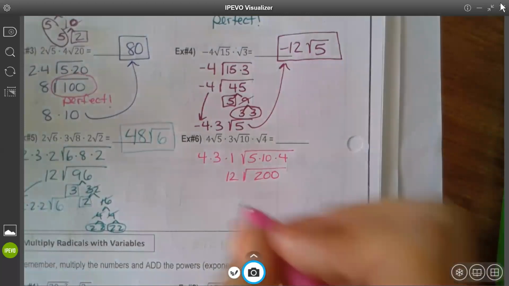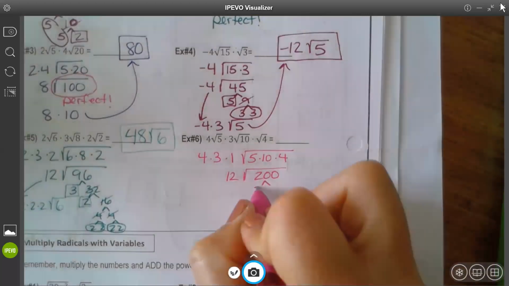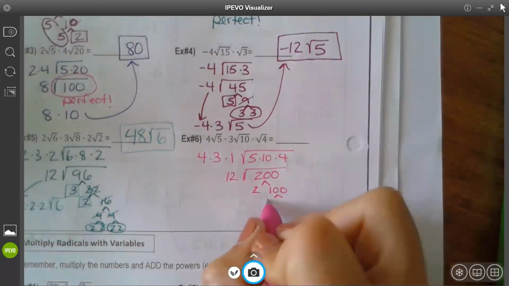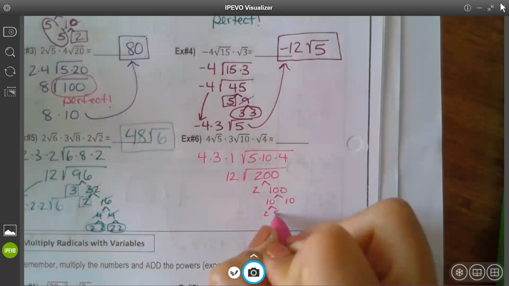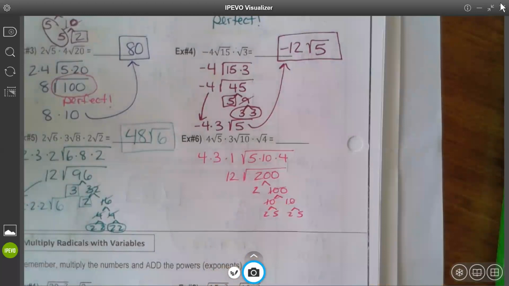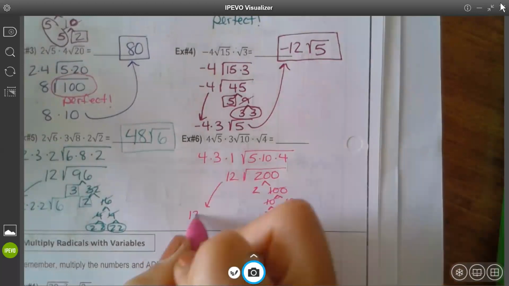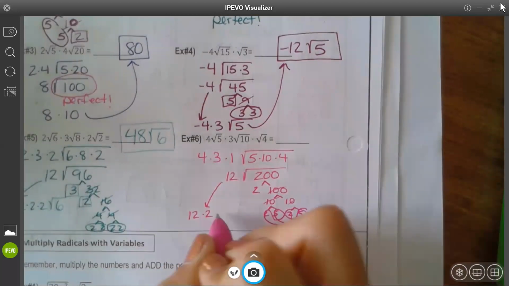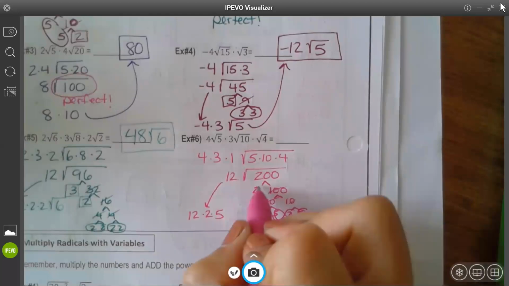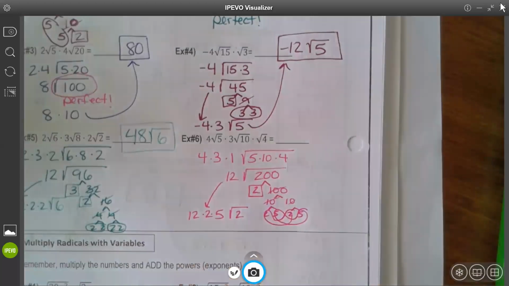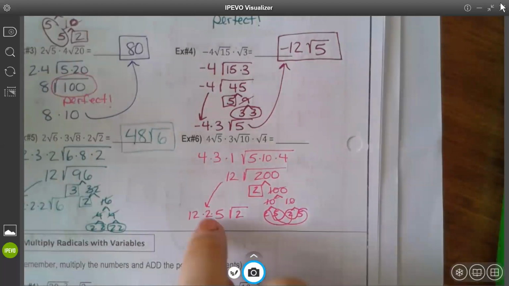All right, then we simplify. 2 times 100. That's 10 times 10. That's 2 and a 5, 2 and a 5. All right, don't forget, 12 is out here chilling. I've got that pair of 2s. I've got that pair of 5s. And then I have this 2 left behind. So final answer, 5 times 2 is 10.